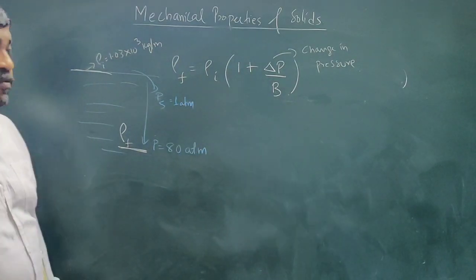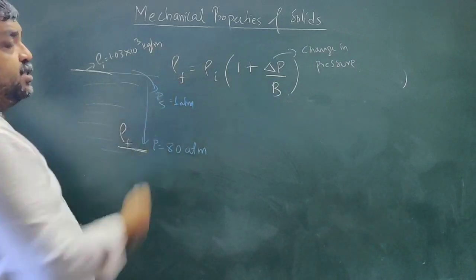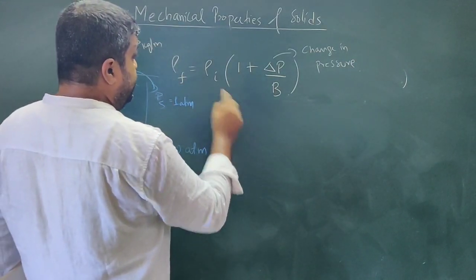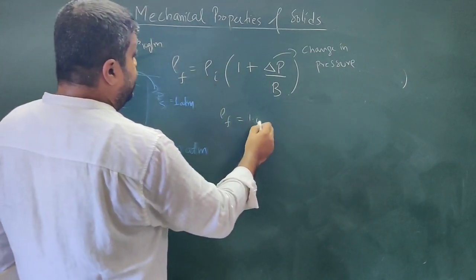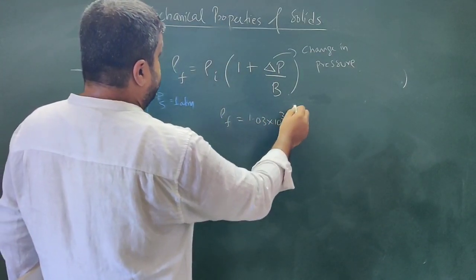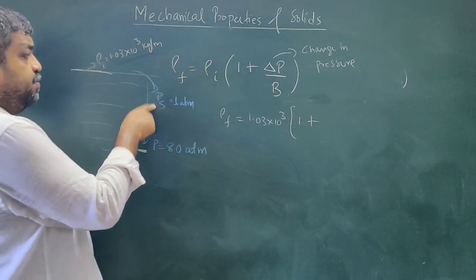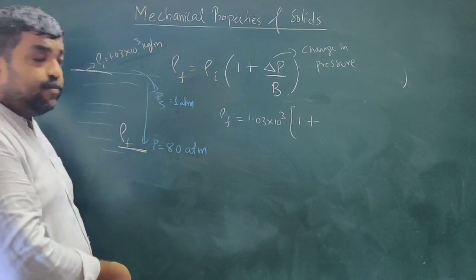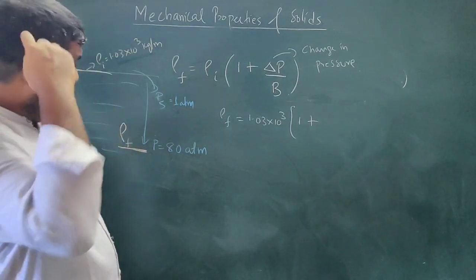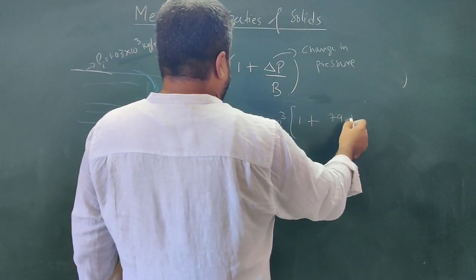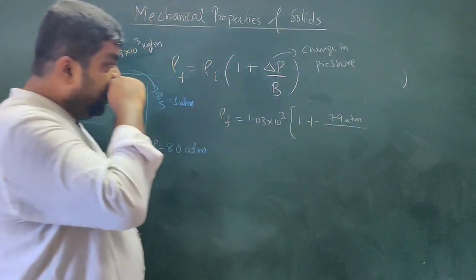Pressure at surface is 1 atmosphere. So if I use this expression, I need to find the final density. So final density is equal to initial density, that is this quantity 1.03 into 10 power 3, times 1 plus delta P. Delta P means change in pressure. So here pressure at the surface is 1 atmosphere, here it is 80 atmosphere. So that is 79 atmosphere.